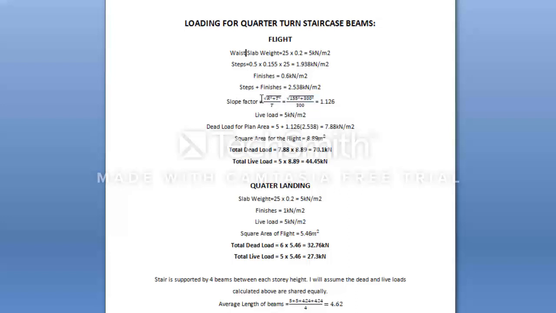You need to calculate your slope factor given by this. So live load is this. Dead load for plan area will be the weight of the waist slab, which is 5. We need to multiply the steps plus finishes by the slope factor. So the slope factor times the weight of the steps plus finishes. Steps plus finishes is 2.538. That's why 2.538 is there. So this dead load on plan area is this.